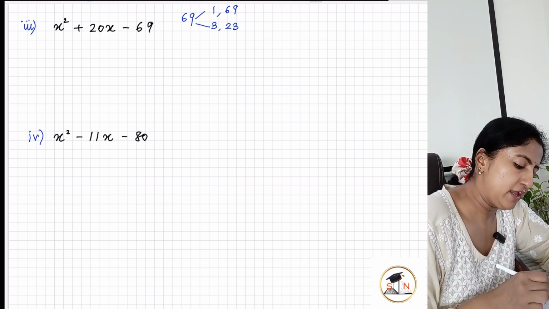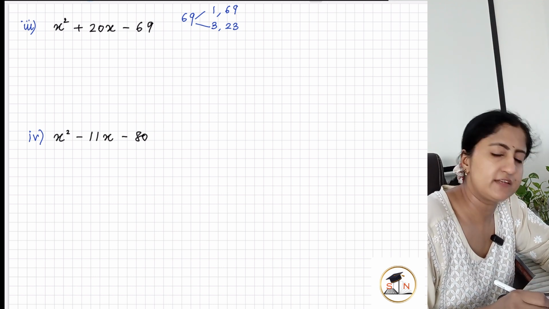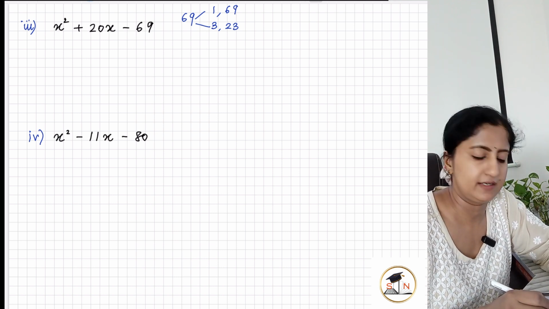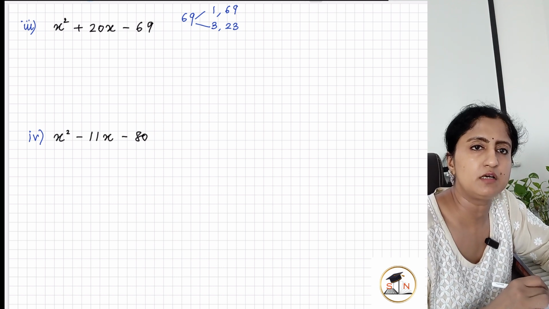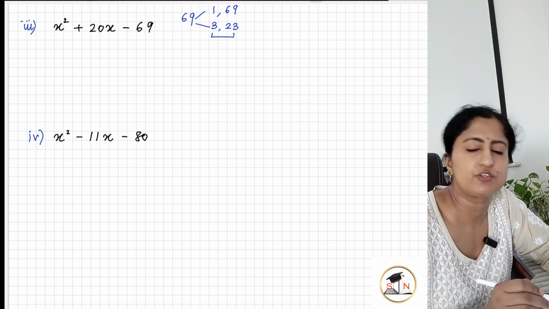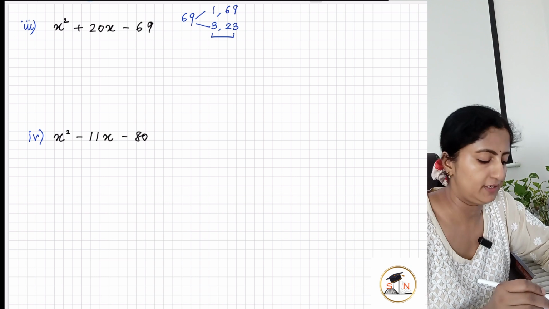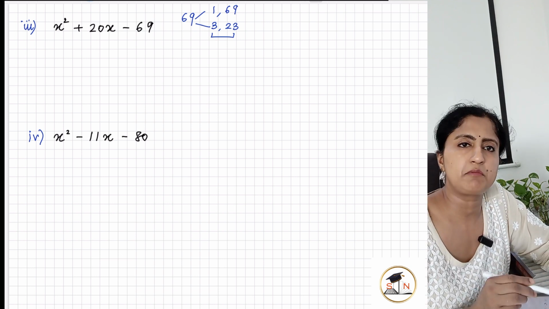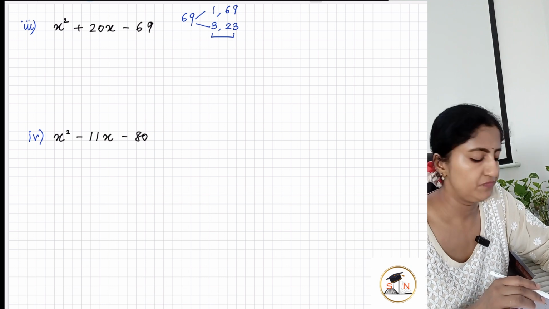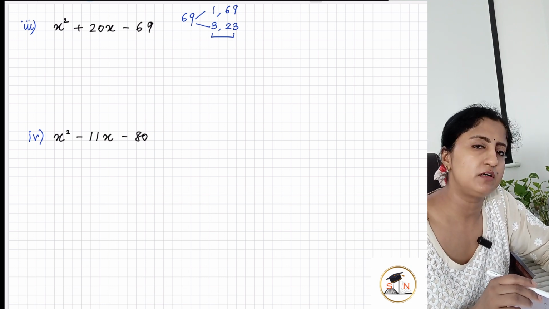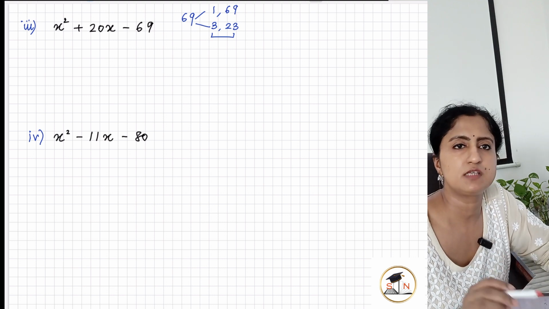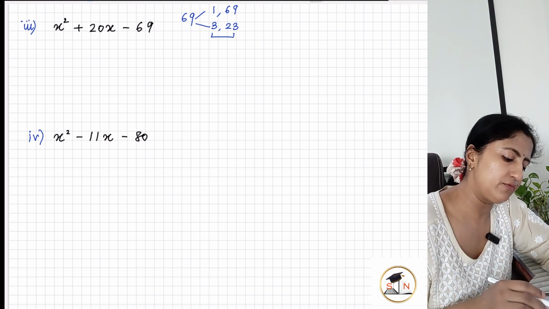Now, if I add 1 and 69, that gives 70. And on subtraction, that gives me 68. I don't need that. The middle term is 20. We can see that if we subtract 3 and 23, we will have 20. And yes, we are going to talk about subtraction in this example because one term is negative. So whenever you have any negative term, then only subtraction will be included. Otherwise, everything remains positive.